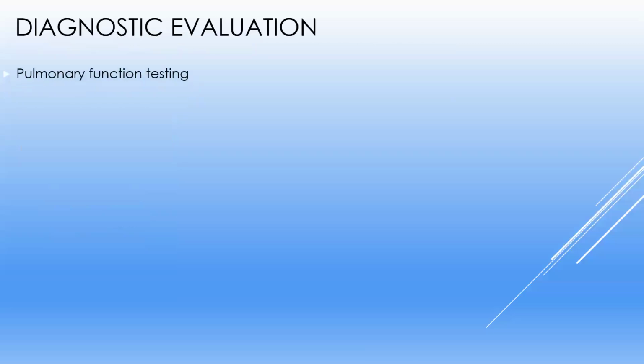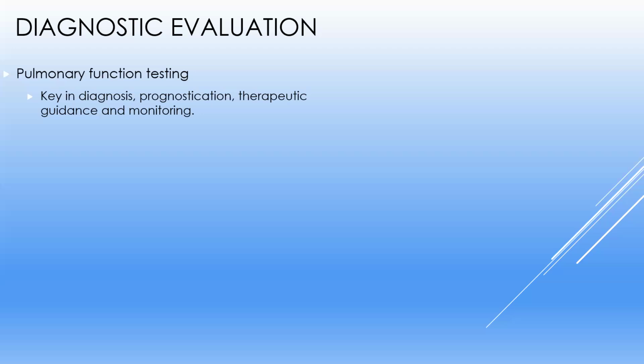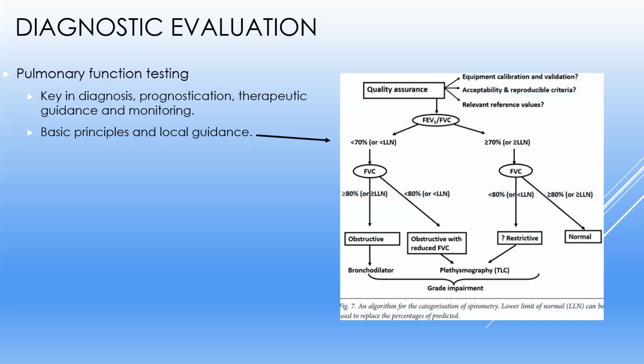Moving on, pulmonary function testing. Very important. It's key in diagnostic purposes, prognostication, and therapeutic guidance. The initial use of antifibrotics is actually guided by a low FVC. But we have some good local data and guidelines available, which were published about a year or so ago in the South African Journal of Thoracic Medicine, basically going a simplified way.